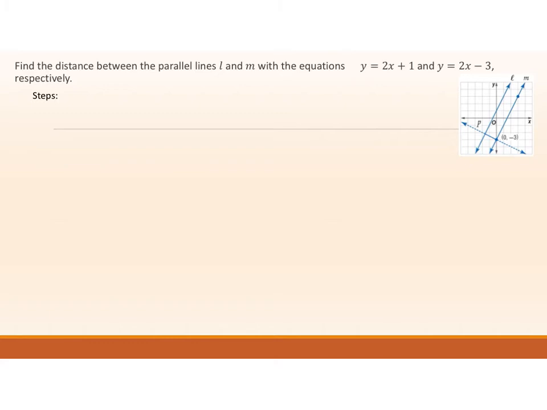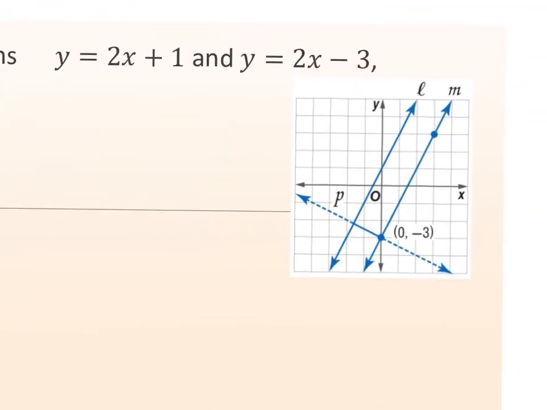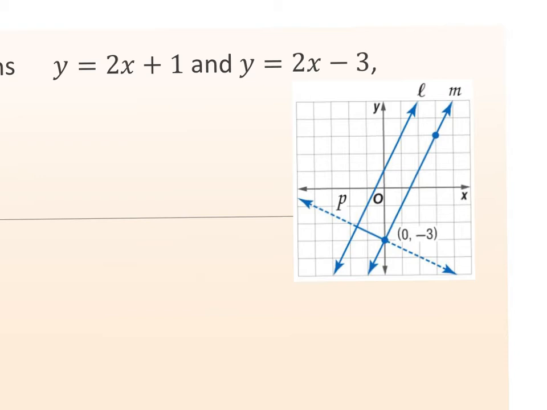Now the process to do this is about 3 steps. So in this example, we need to find the distance between parallel lines L and M with the equations y is equal to 2x plus 1 and y is equal to 2x minus 3 respectively. Now this picture over here, I'll zoom in on it. This picture over here is what we're going to be doing. In order to figure out the distance between these two lines, we need to first calculate 2 endpoints.